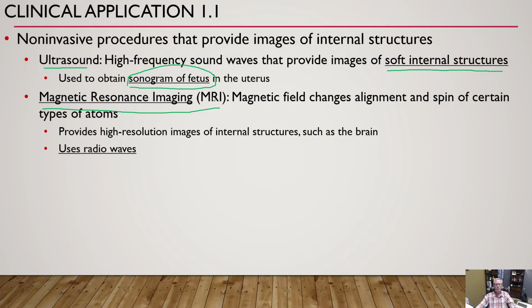MRIs actually look at internal structures. You can have an MRI of the brain, or let's say you've had a herniated disc in your back, you would have an MRI of your lumbar vertebrae. But MRIs, or magnetic resonance imaging, are going to use radio waves.